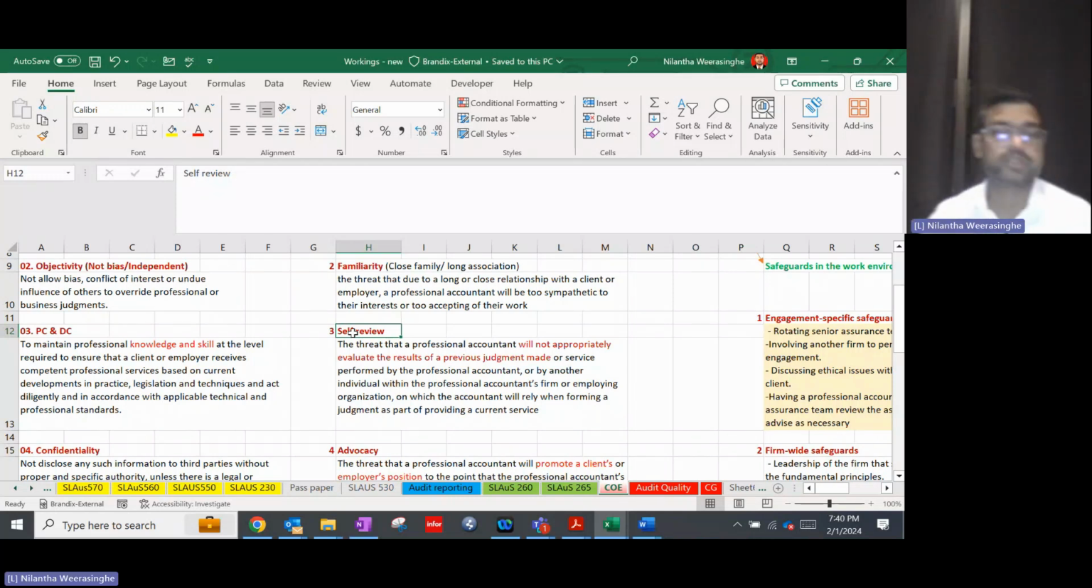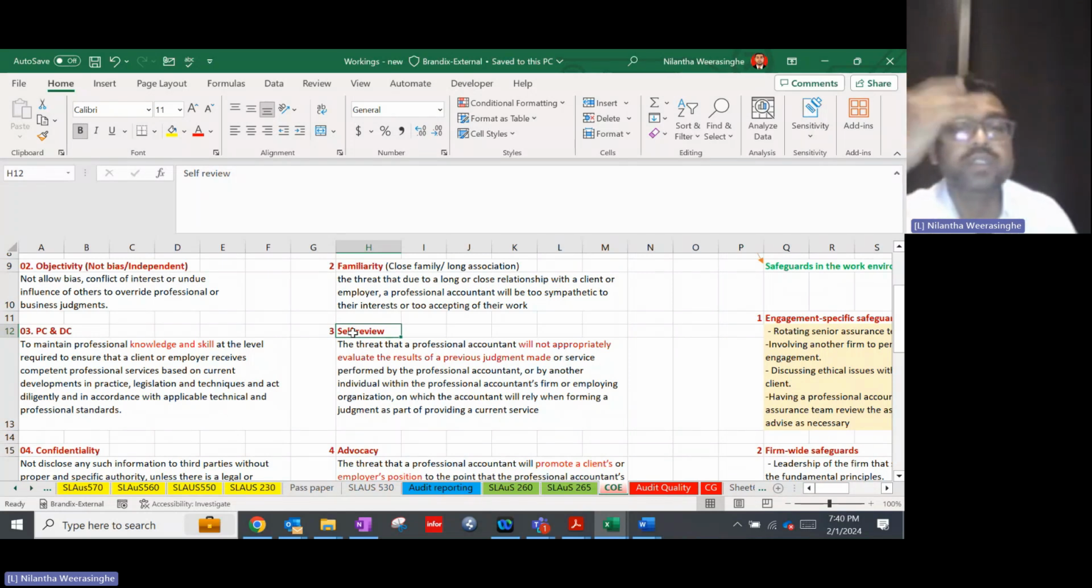Another example for this. Now let's say property, plant and equipment valuation. Auditors' valuers are involved in this valuation. Firms also have their own valuers, right? Simple example, revaluation. Now you are auditing a revalued figure, valued by whom? The auditor's expert, the auditor's valuer. You do the work yourself and audit it yourself. It is called what? Self-review threat.